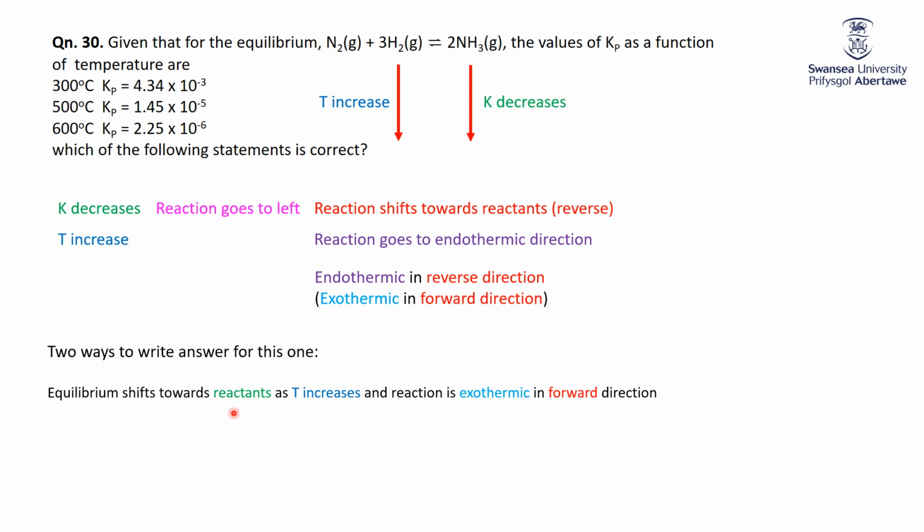As we increase the temperature, we know that K is decreasing. That means it shifts towards reactants, seeing as any reaction goes in the endothermic direction when you increase the temperature. That means exothermic is to the right, the forward direction. Or we could say the equilibrium shifts towards the products as the temperature decreases, because if we're decreasing the temperature, K would increase, which means it goes to the right, towards the products. Either way, because of how K changes when T changes, the reaction is exothermic in the forward direction.